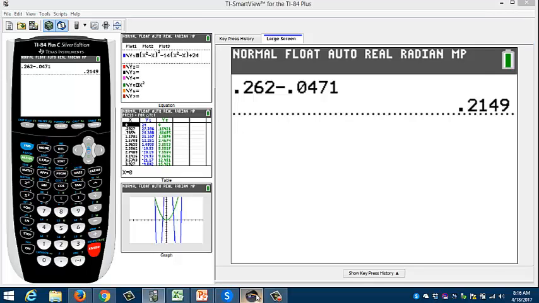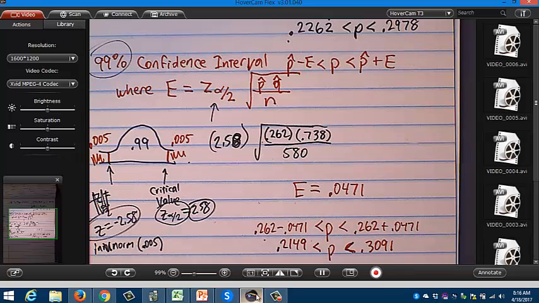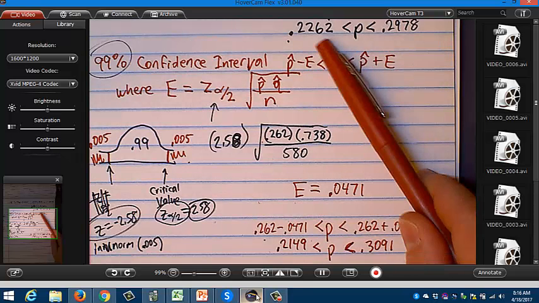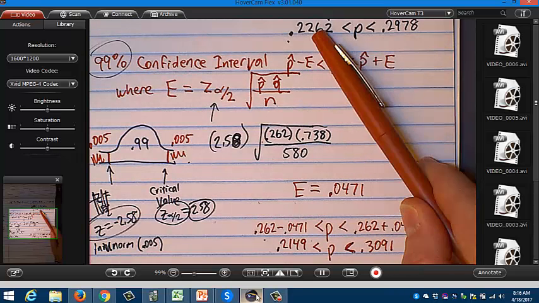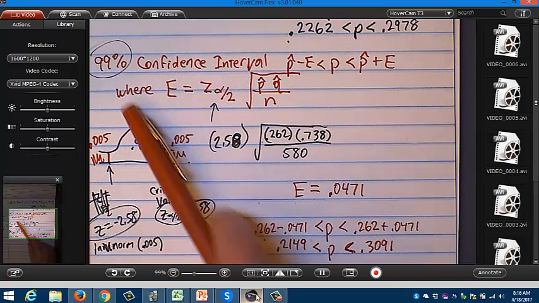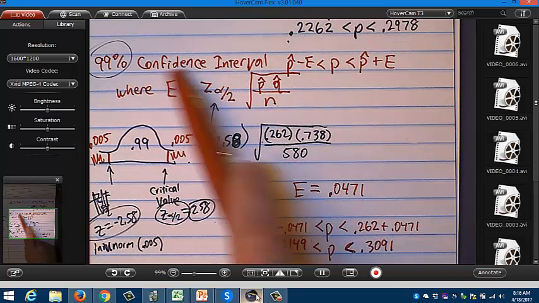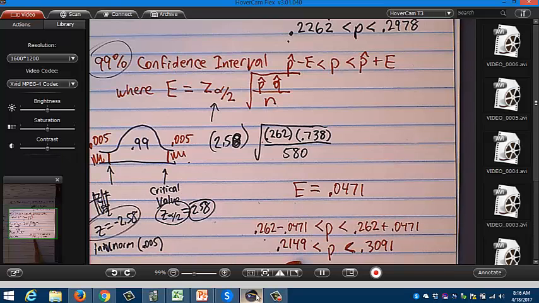So on my paper, in black on the top, you guys can still see the 95% confidence interval. And then we said we wanted a 99% confidence interval, and I worked that out here in the brown, and I got a larger net to try and catch the parameter, right? I'm 99% confident that the parameter is somewhere between 21% and 31%, right?